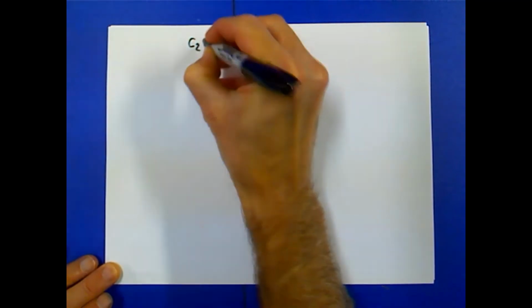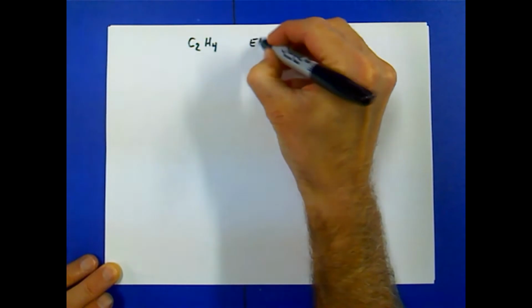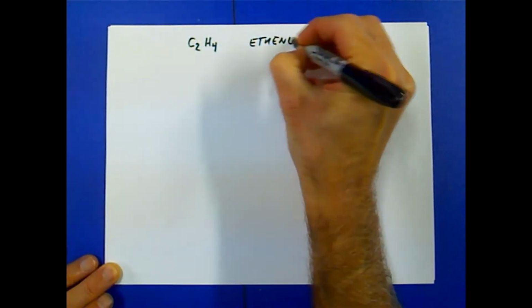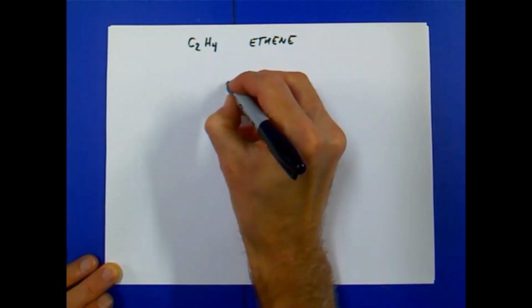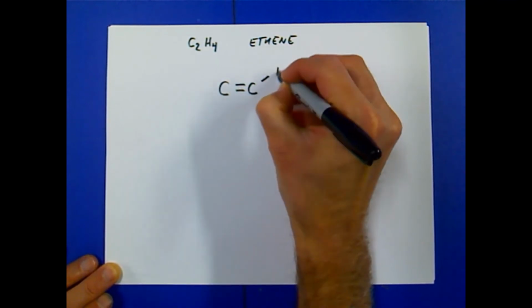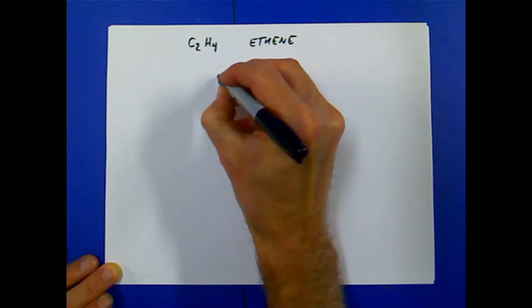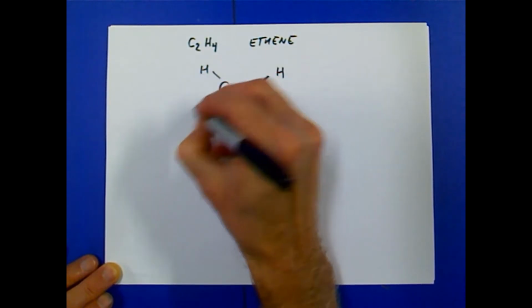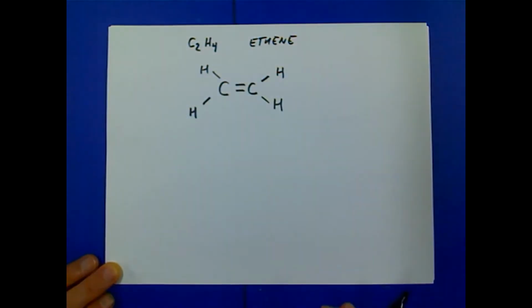We're now going to use hybridization theory to describe the bonding in C2H4, also known as ethene. Now, if I draw the Lewis structure for ethene, what we're going to find is that there's a double bond between the two carbons, and that each carbon is bonded to two hydrogen atoms like this.